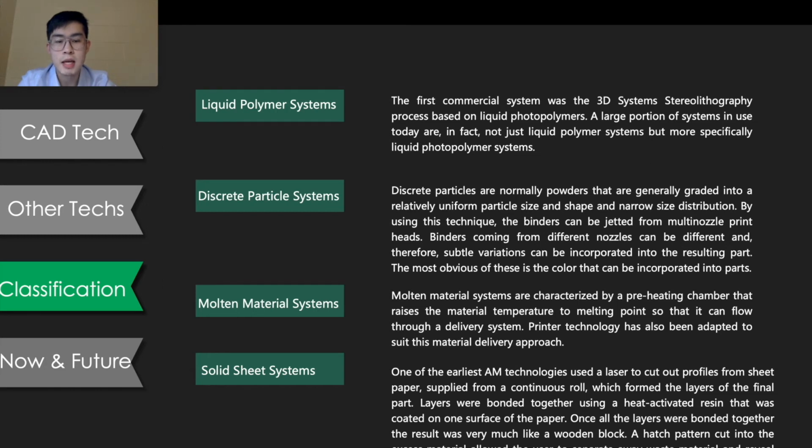Layers were bonded together using a heat-activated resin that was coated on one surface of the paper. Once all the layers were bonded together, the result was very much like a wooden block. A hatch pattern cut into the excess material allowed the user to separate away waste material and reveal the part.